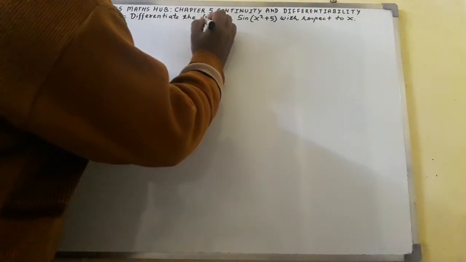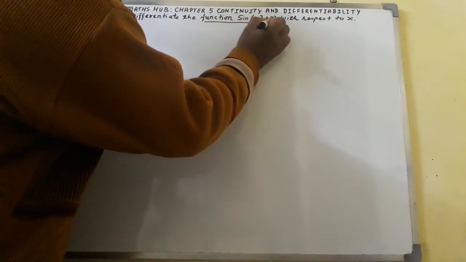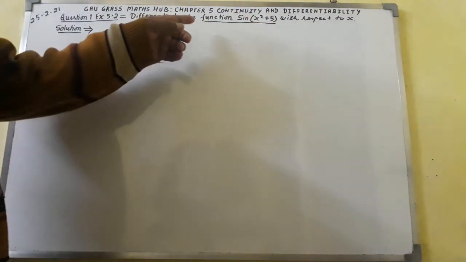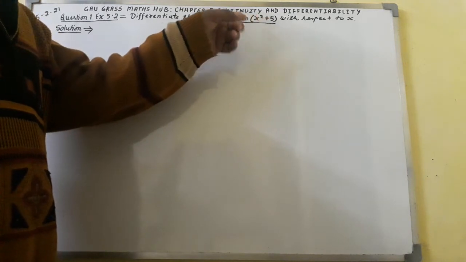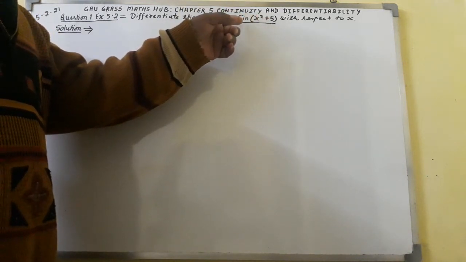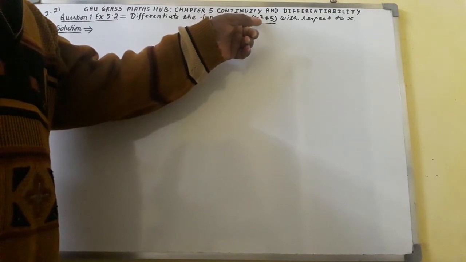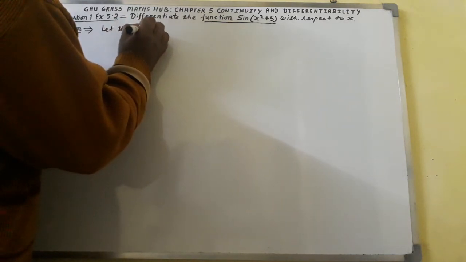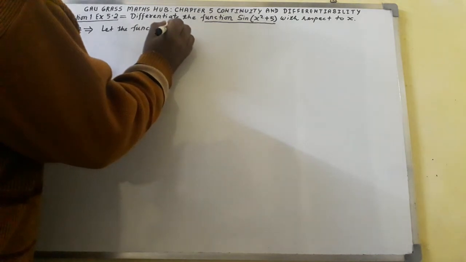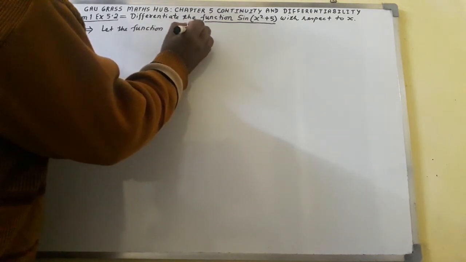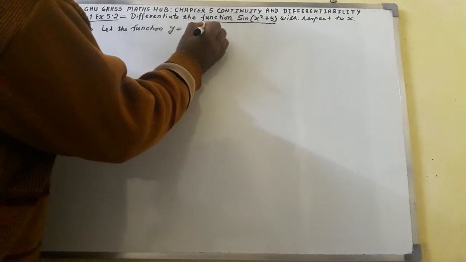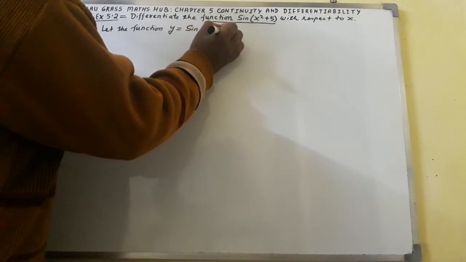Solution: here you can see the given function is a composite function. This function sin(x square plus 5) consists of two functions. The first function is sin and the second function is x square plus 5. Here I shall write, let the function y equal to sin(x square plus 5).